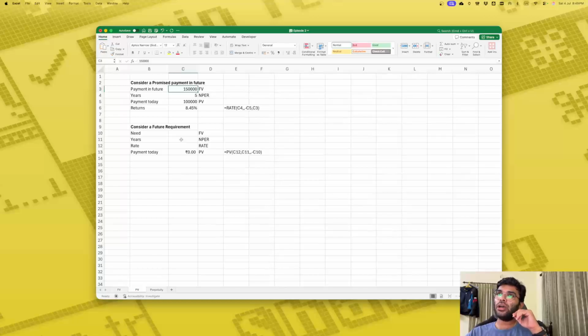Now, instead of somebody promising you something, let's say you have a need which will arise in the future. You have to buy a car or meet some fixed target. Let's do the same thing. It's the same 1,50,000, same 5 years. I'm just using the same numbers so that you can appreciate the difference. And if the interest rate offered by your bank is the same 6% as earlier, then to achieve this target, you would need a payment of 1.12 lakh as of today.